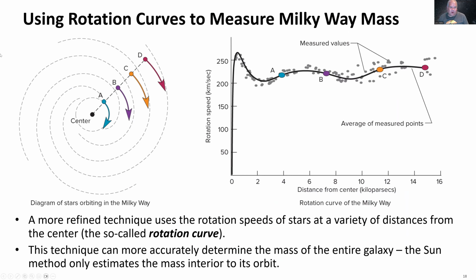You can also measure it using what we call rotation curves. The basic idea is that if you can measure how fast different stars are moving at different distances from the center of the galaxy, and make a graph of the rotation speed versus the distance from the center, then you can use Newton's laws to calculate how much mass is interior to each one of these stars from the speed they're going. And this can be used for the entire mass of the galaxy, not just the galaxy interior to the sun's orbit.